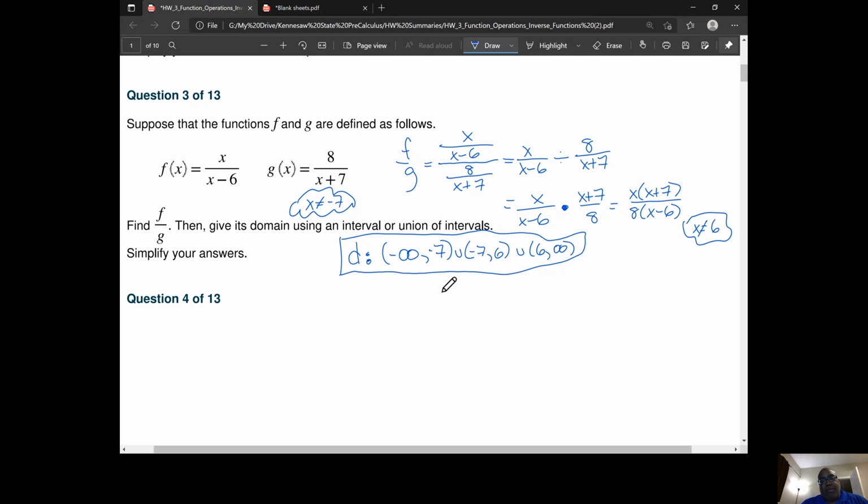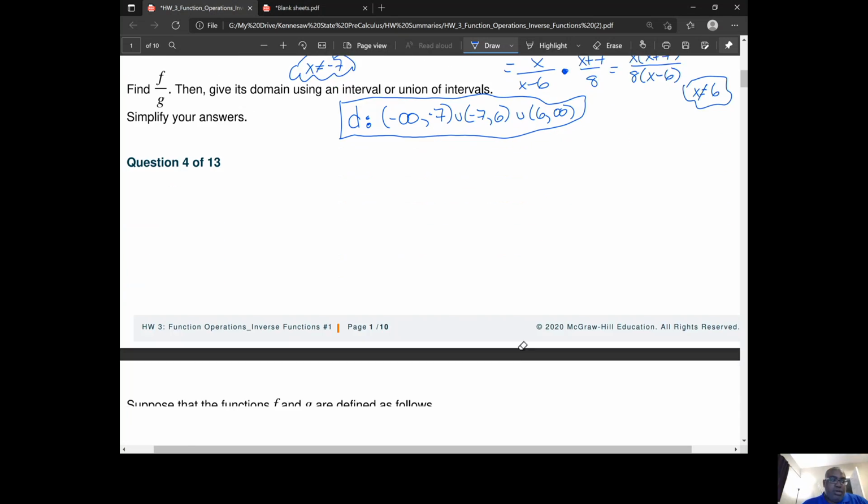The main idea of this problem is knowing that you consider the domain restrictions of g of x, and then dividing rational functions. Let's continue.